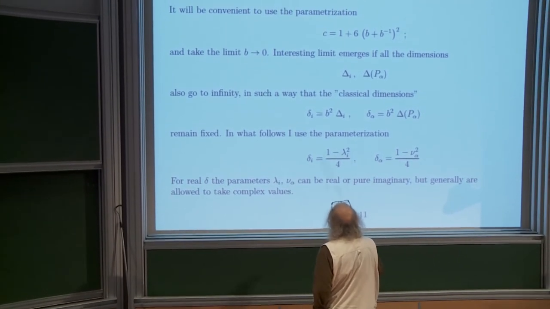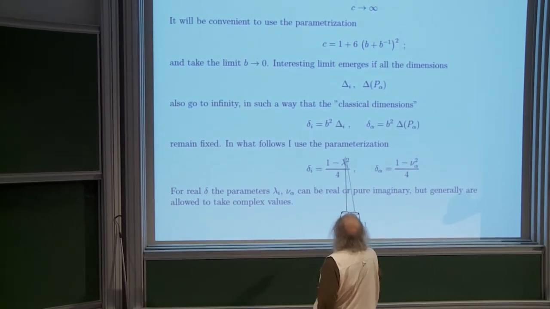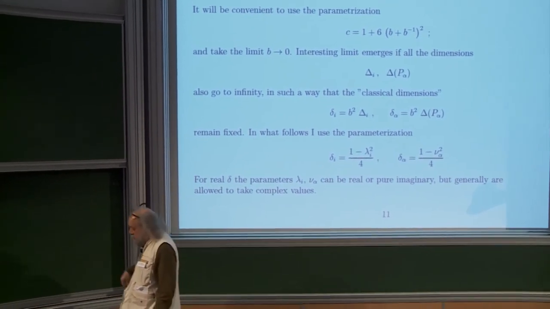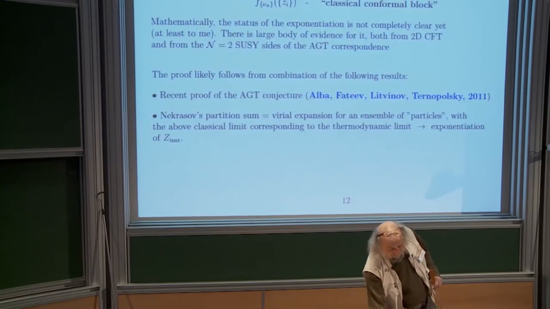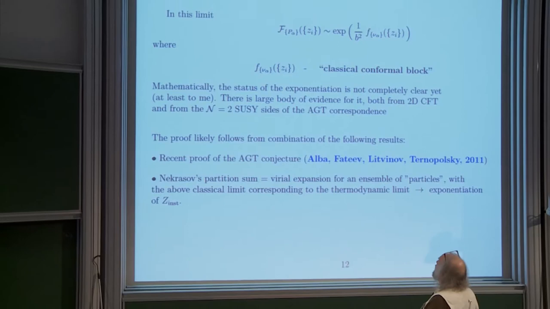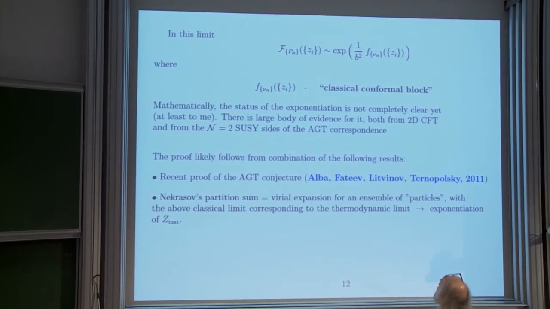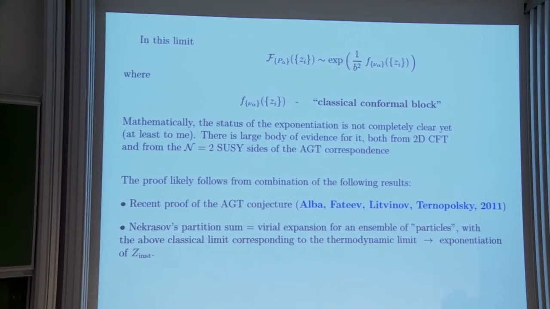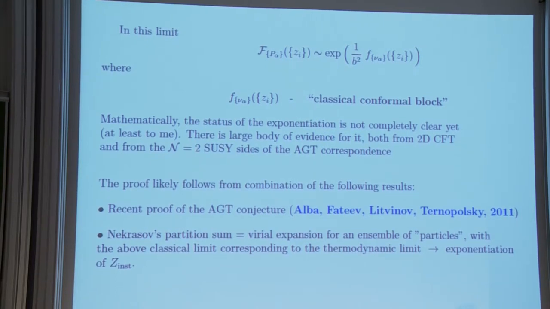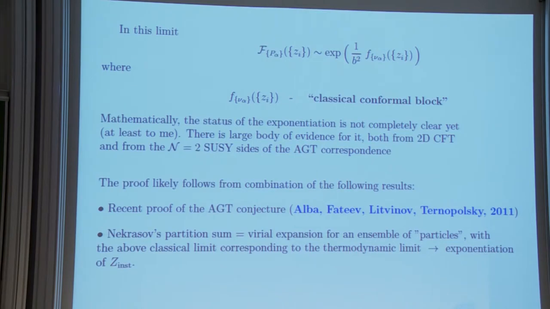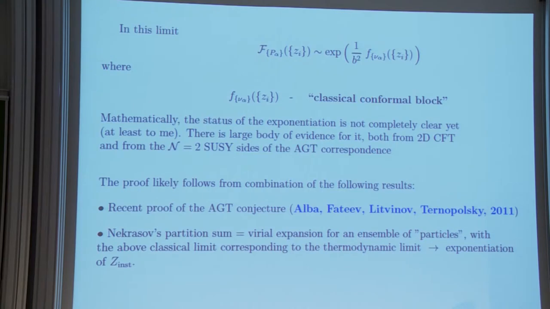The dimensions could be any, so generally, if they are real, I could think of lambda as real or pure imaginary, but generally I will think of these lambdas as generic complex numbers. Now, when I perform this limit, the conformal blocks exponentiate in the form which semi-classical intuition makes us expect. But the mathematical status is, to me at least, not completely clear. So it exponentiates as the exponential of 1 over b squared times f, where lowercase f is called the classical conformal block.